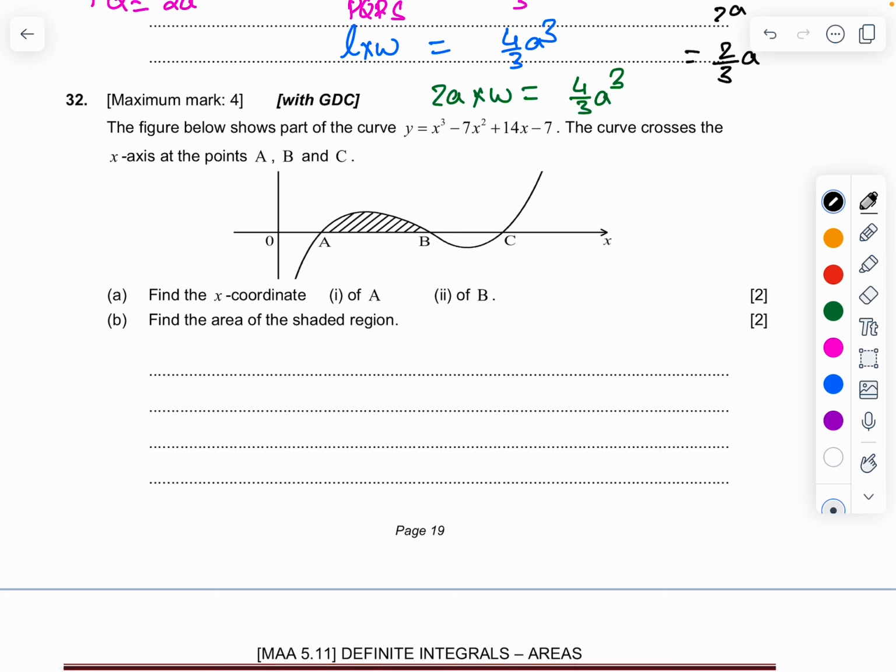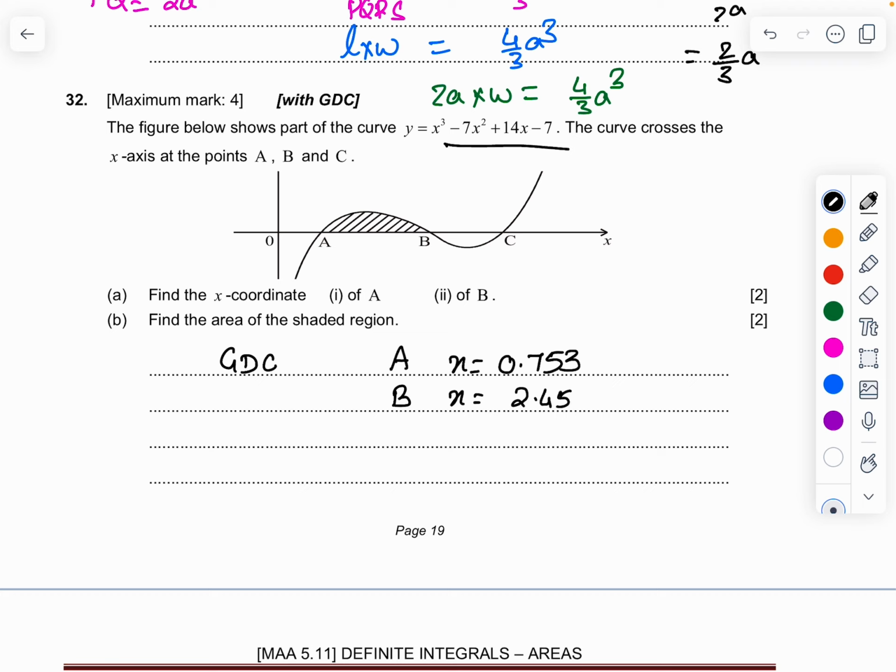Question number 32. The figure below shows part of the curve. The curve crosses the x-axis at A, B and C. Find the x-coordinates of A and B and the area of the shaded region. By using GDC, if you draw this in the GDC, you will get at A, x equals 0.753. Check your calculator and see that. And at B, x equals 2.45. Every time 3 significant figures.